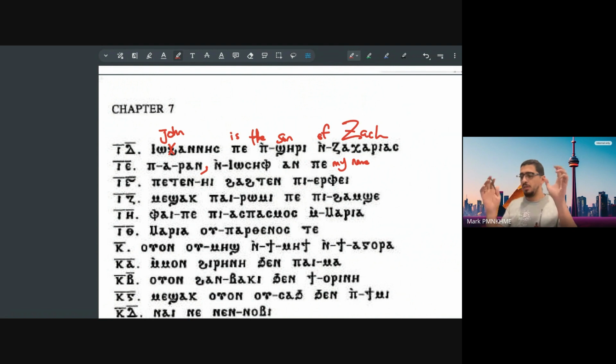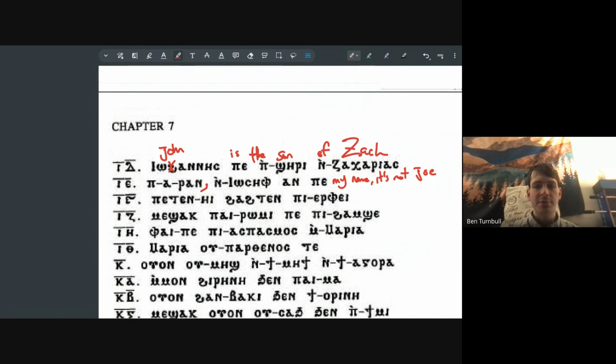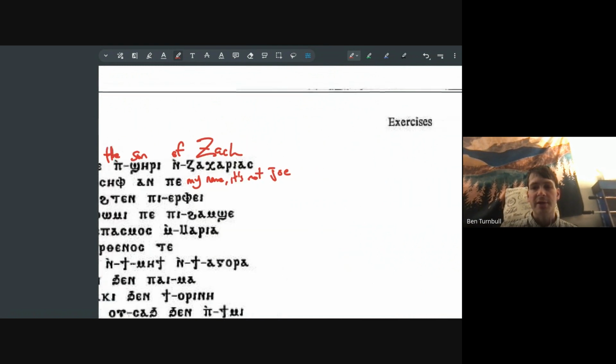Because "paran Yosef pe" is just a complete thing on its own. So it is Joseph. So I say my name, it's not Joseph. Okay. So just to double check, putting "pe" in the middle there would be "Joseph is not my name". Would it be more emphatic, have a different nuance, or just not be correct?